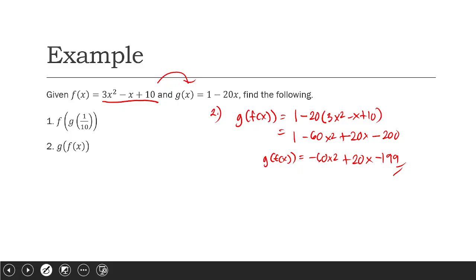Yan. So that is it for our discussion with functions. So after nito, pwede na kayong magsagot ng mga exercises.